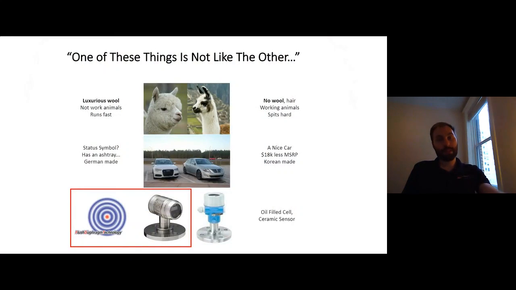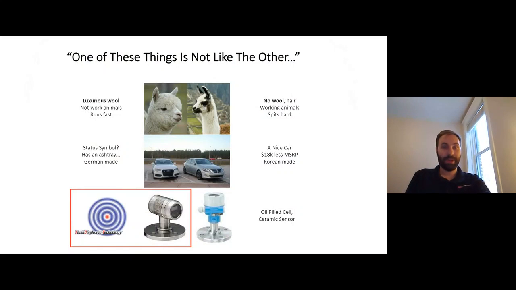One of these things is not like the other. We're here to talk today about Clay transmitters, flush diaphragm technology. But as we all know, alpacas and llamas are not the same thing. Some of them have luxurious wool. My alpaca wool socks will stand up to anything. Very warm, very waterproof, they're wonderful. If I had some type of llama sock, it would be very uncomfortable.